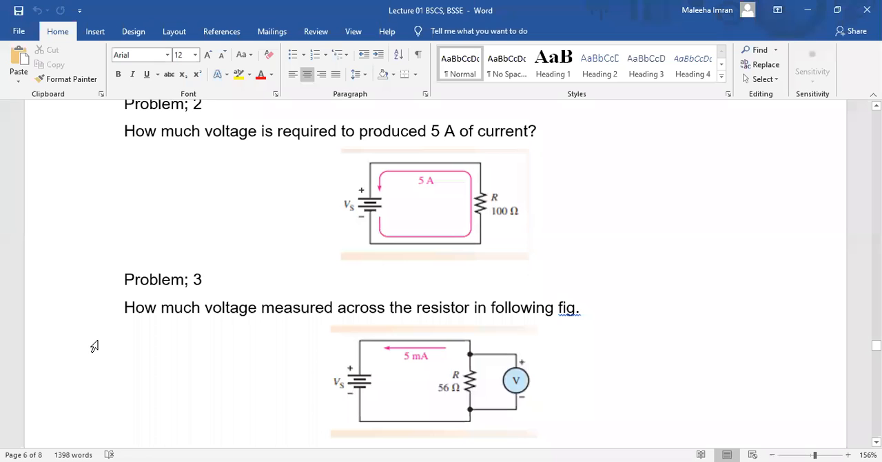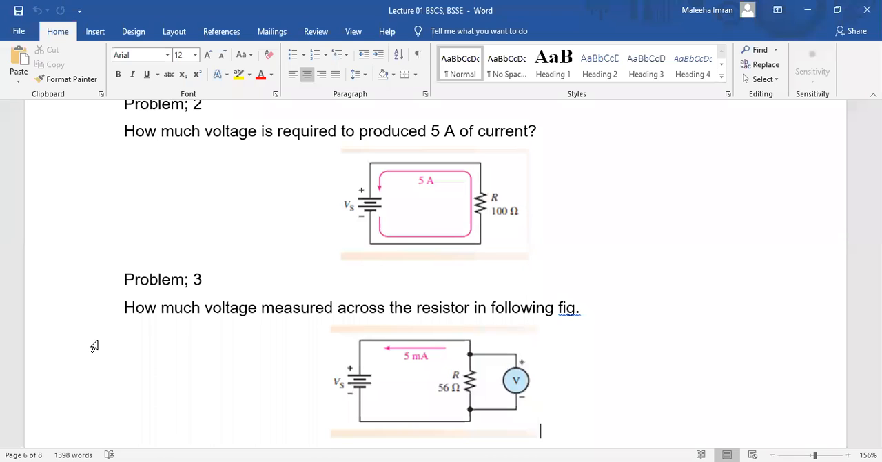Now, how much voltage is measured across the resistor in the following figure? You have to tell how much voltage there will be across the resistor if 5 milliampere current is flowing. One thing here, if you look at this diagram, we see that the battery, meaning the source voltage, the resistance, and the voltmeter are all connected in parallel. So it means the voltage across the resistance is the same voltage the voltmeter will measure.